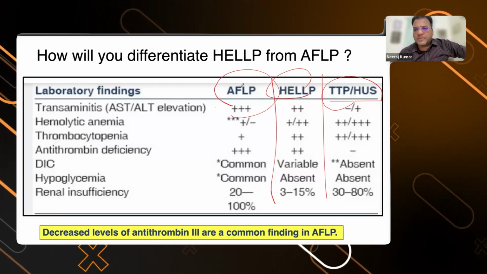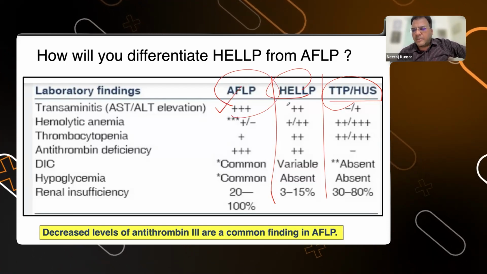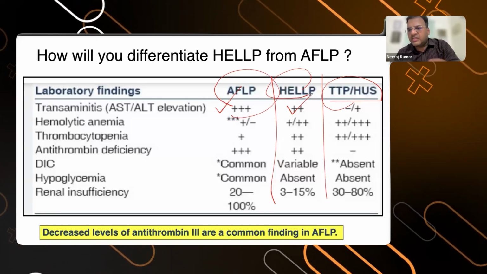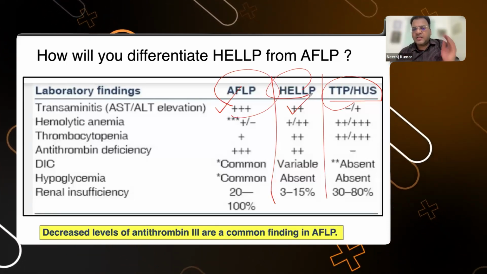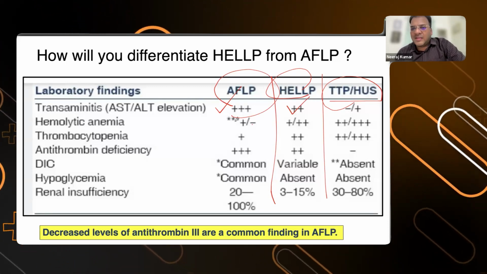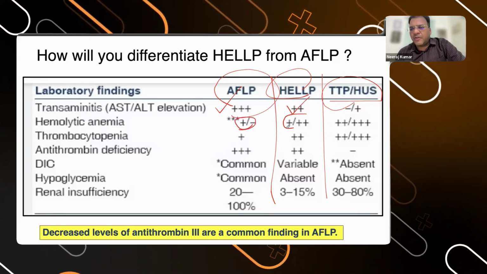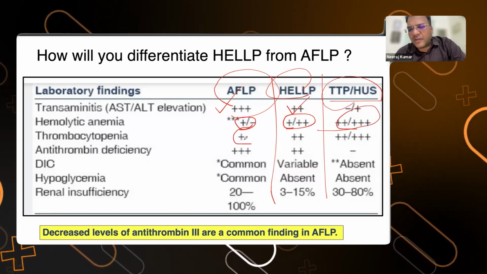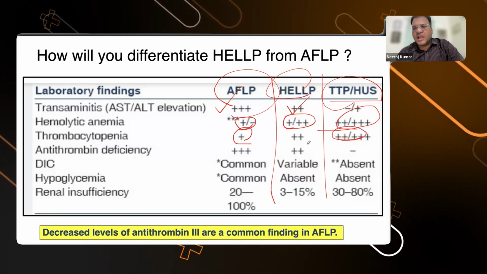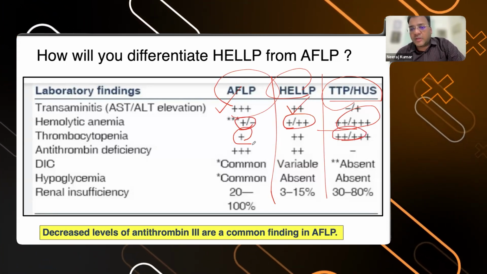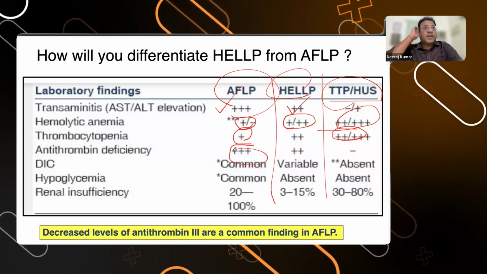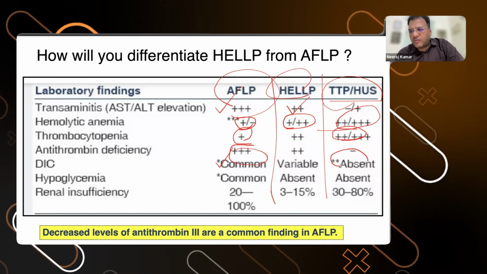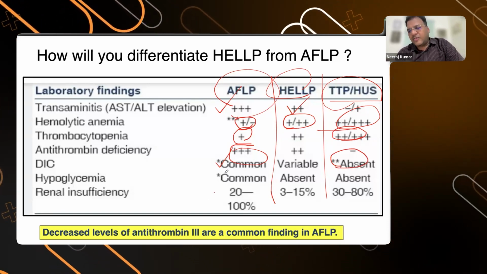So we all know that in HELP, the transaminitis will be there. In AFLP, the transaminitis will be there. But in AFLP, the transaminitis will be more serious in comparison with HELP and TTP. The hemolytic anemia will be less serious in AFLP, but in HELP it will be more, and in TTP-HUS further more. Thrombocytopenia will be less in AFLP. It will be more in TTP-HUS. And then antithrombin deficiency will be more in acute fatty liver of pregnancy. And DIC is very, very common. DIC is almost always absent in TTP, and hypoglycemia is very, very common.